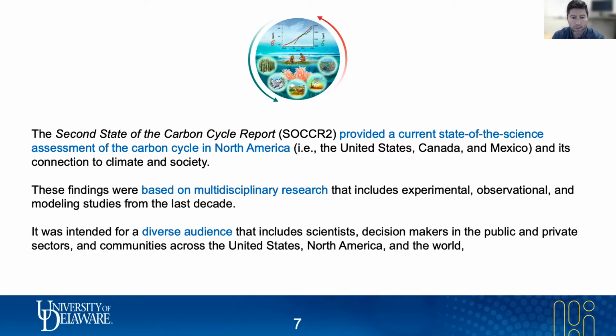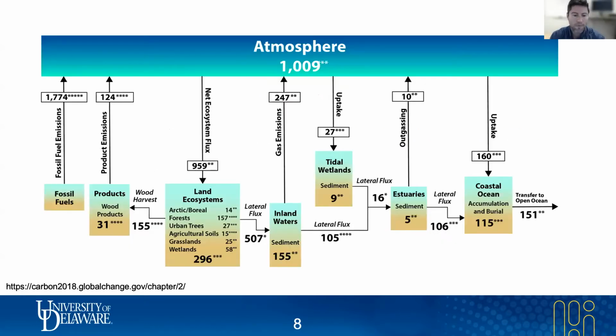So I had the opportunity to be co-chapter lead of Chapter 2, which was a synthesis chapter of all the different pools of carbon and these components across North America. This chapter can be summarized with this diagram. The diagram shows the fluxes as vertical arrows, like these ones, also the changes in the stocks within these boxes, and the lateral fluxes with these arrows.